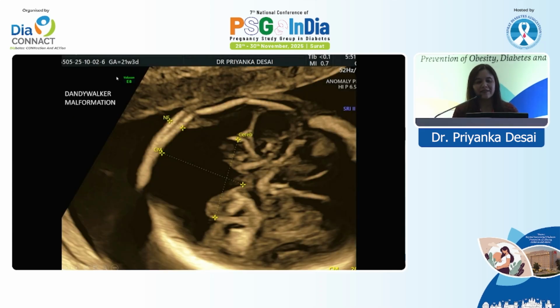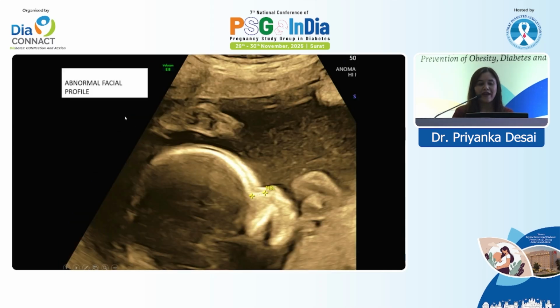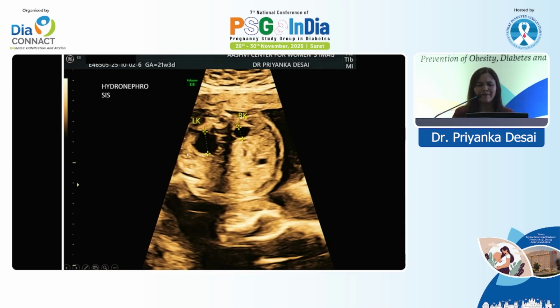Okay. My next case is a 21-weeker and IVF, and she had type 2 diabetes. So what we see again, this is an axial section of the fetal head. Again, there is a huge cystic lesion which is seen in the cerebellar region, which is causing splaying of the cerebellar hemispheres. The sagittal image, so this was a case of Dandy Walker malformation. This fetus also had an abnormal facial profile as is seen in this image, and bilateral hydronephrosis.